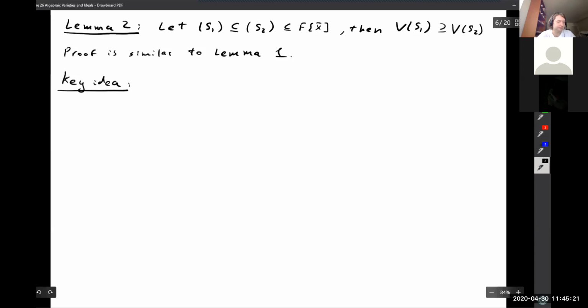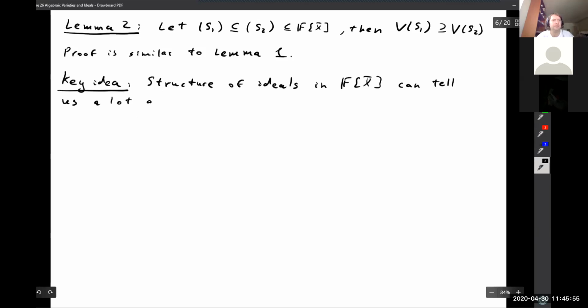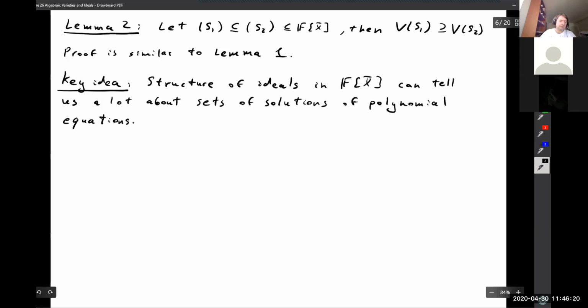So, key idea: the structure of ideals in the polynomial ring F[x], I use a double line here, can tell us a lot about solutions to polynomial equations, about sets of solutions of polynomial equations.